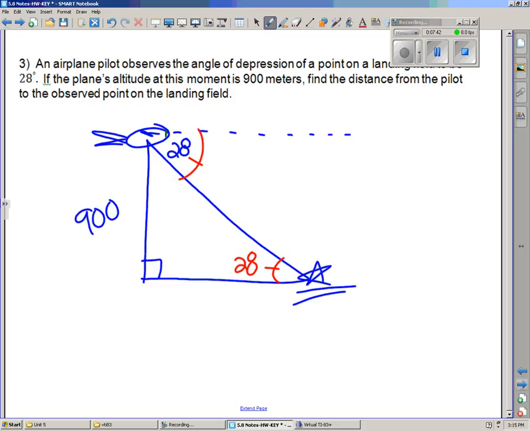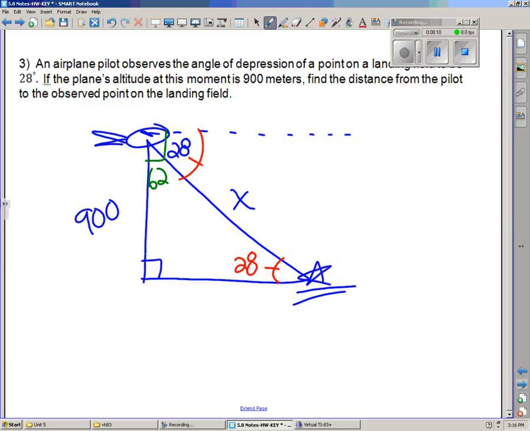Your other choice is this 28 degrees and this part of the triangle have to be 90 degrees because it's got to make a right angle, where this guy here would be 62. You can choose to either use the 28 on the bottom or the 62 on the top to set up a trig function. I will do it both ways. If I use the 28, what am I trying to find? Find the distance from the pilot to the observed point. So we're trying to find this distance.